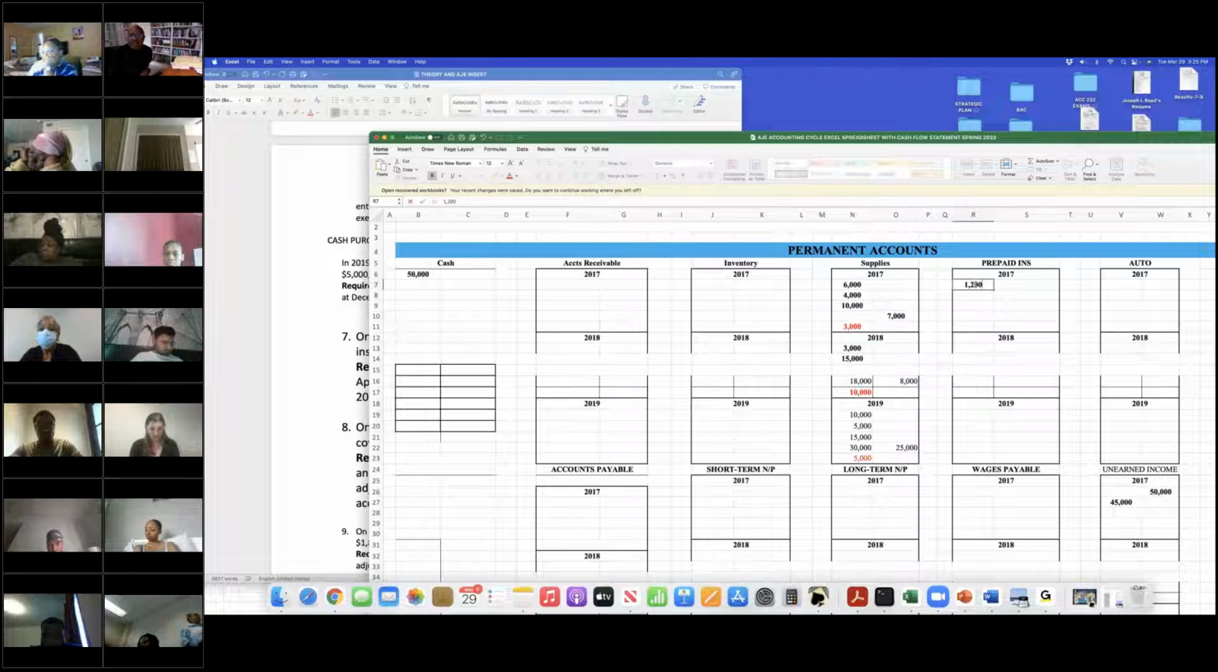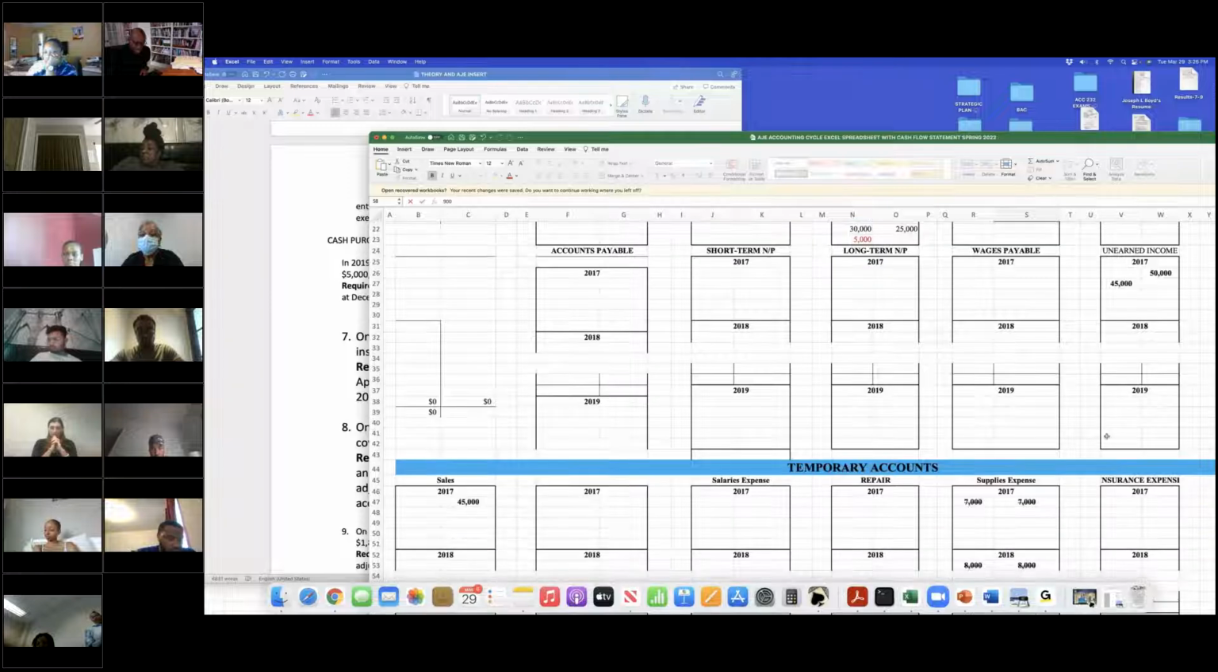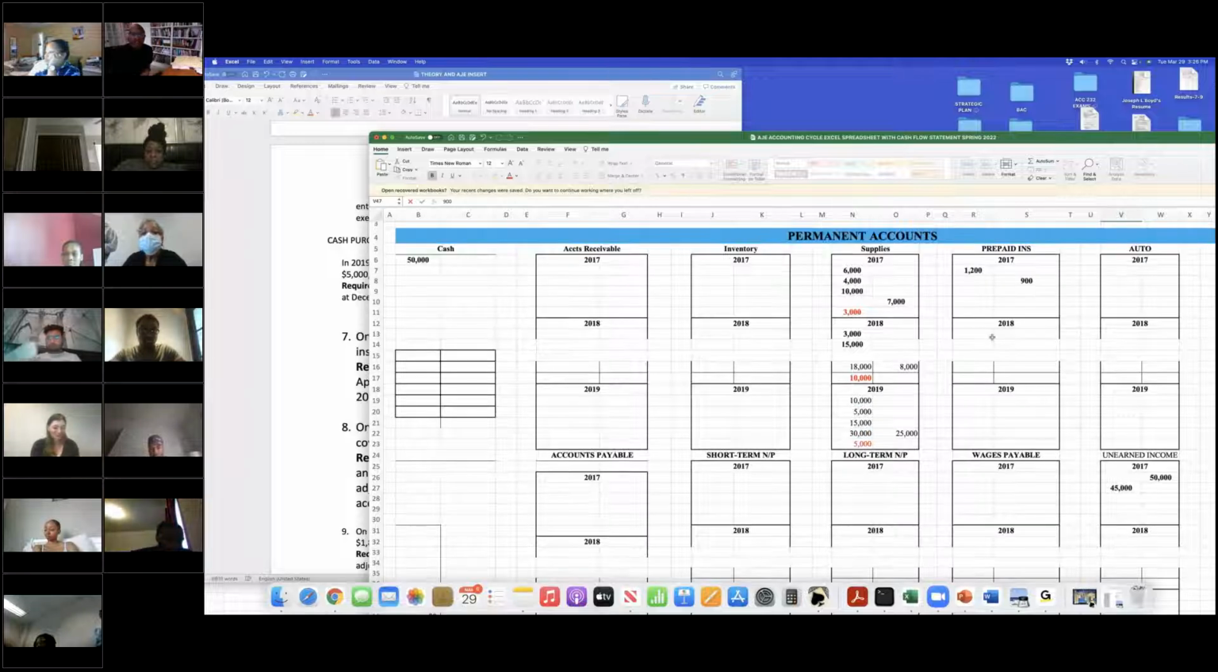Then 900 goes out. Nine months go by, and so insurance expense is $900. So that's how the posting would look. And you can put the 1,200 in there for cash, but I'm not concerned about that. So how much then is going to carry over to 2018?